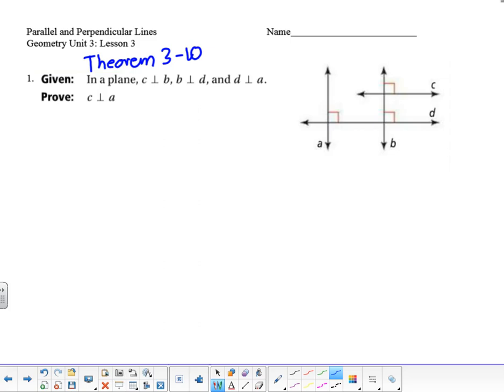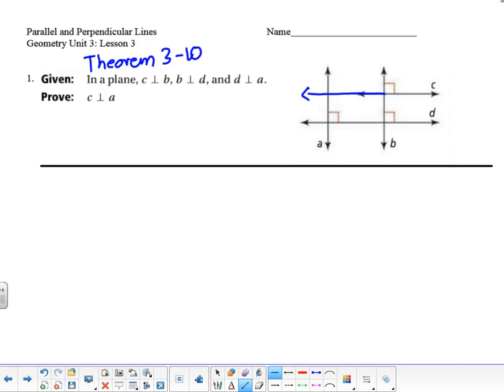So it says in a plane, C is perpendicular to B, and we see the right angle that's drawn up here for that. B is perpendicular to D, and D is perpendicular to A. And we need to prove that C is perpendicular to A. So we need to prove that if we extend this line out here, this would also be perpendicular at that point. So let's see how we can go about doing this.